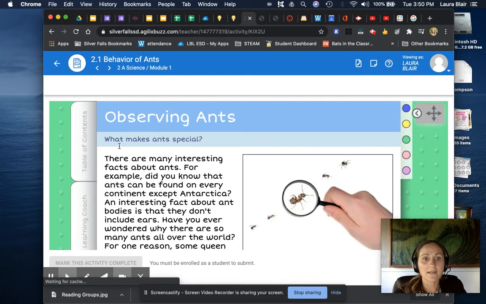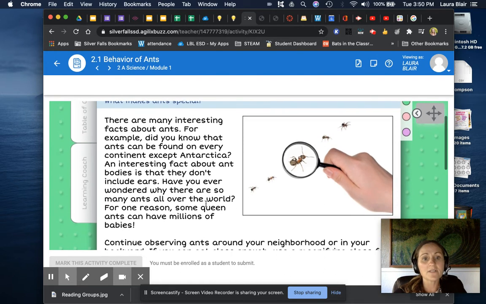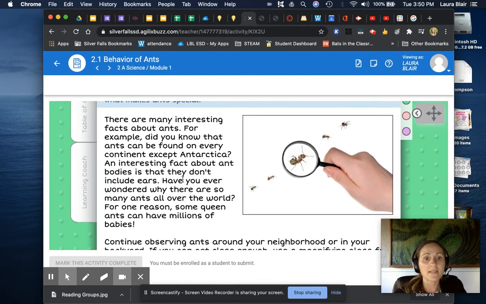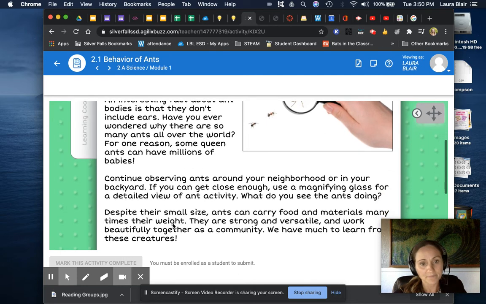Observing ants. What makes ants special? There are many interesting facts about ants. For example, did you know that ants can be found on every continent except Antarctica? An interesting fact about an ant body is that they don't include ears. Have you ever wondered why there are so many ants all over the world? For one reason, some queen ants can have millions of babies.